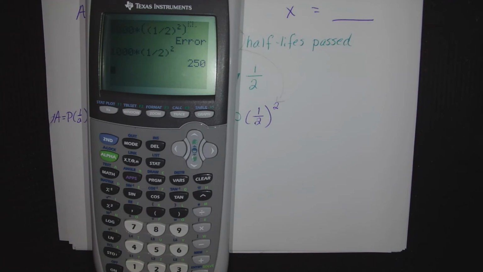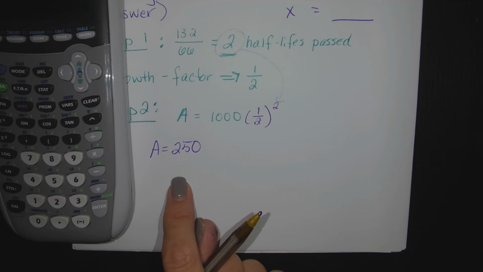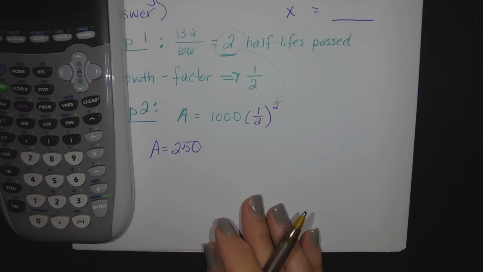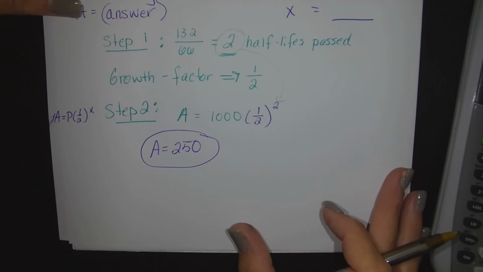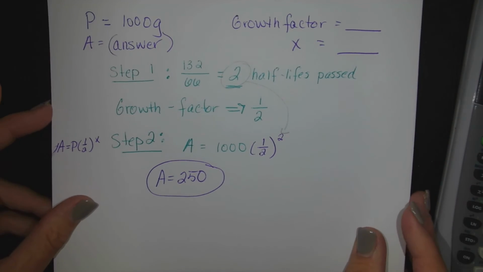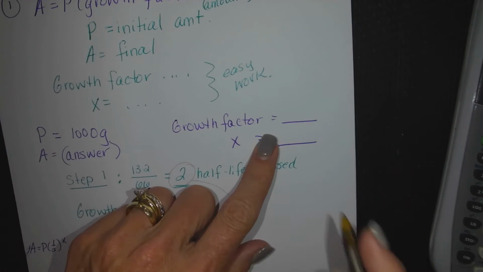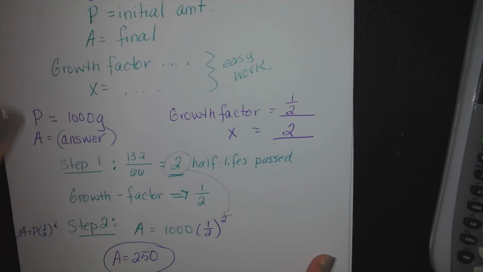Going back to the original problem, does that make sense? How much of this, whatever that is, will be left after 132 hours if you start with 1,000 grams? Well, it's going to be less, right? Because we're doing half-lives, we're going down, okay? Yes. Wait, so when you wrote growth factor equals and then you put the blank and then the X equals, so the X is 2, so the growth factor will be 5. Okay. Thank you.